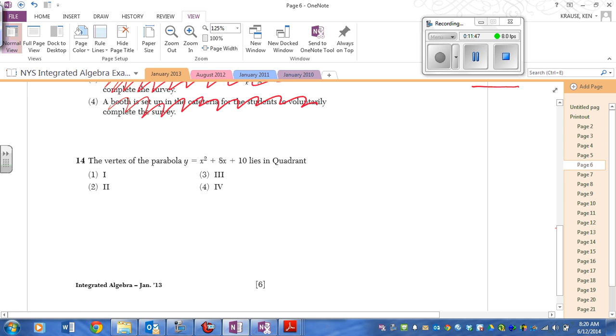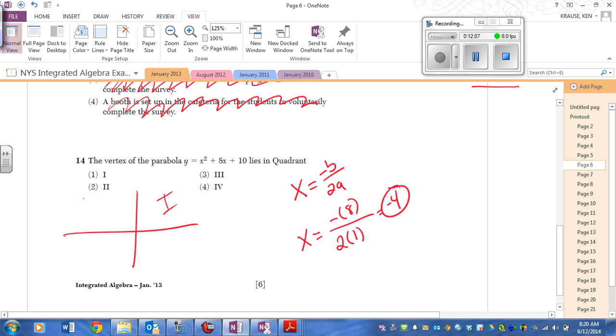In this one right here, we can use the axis of symmetry. x equals negative b over 2a, or x equals negative 8 over 2 times 1. Well, this is equal to negative 4. But I still don't have the vertex. I'm still looking to figure out, are we in quadrant 1? Are we in quadrant 2? Are we in quadrant 3? Or are we in quadrant 4? So in order to figure that out, we're going to have to plug this in.